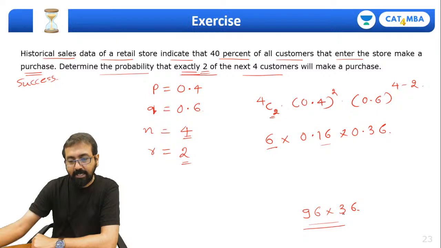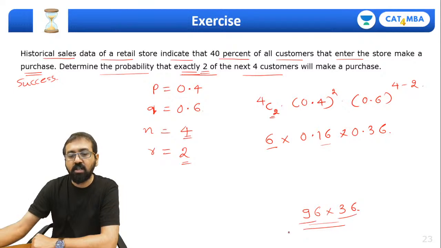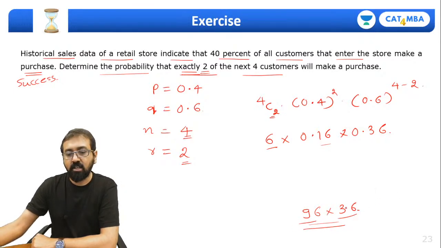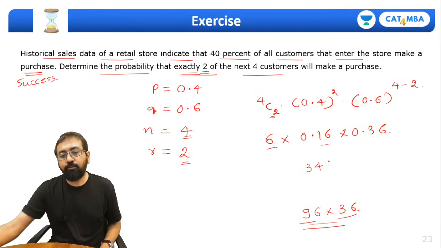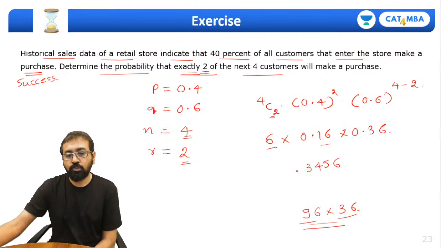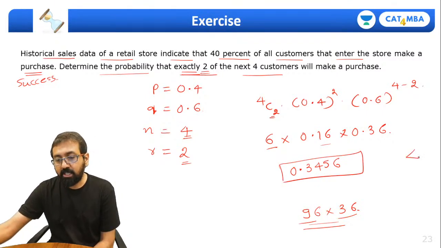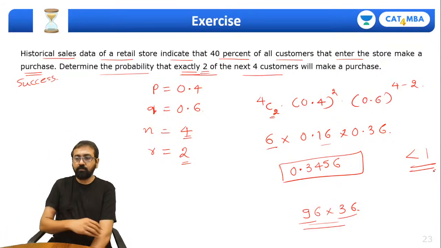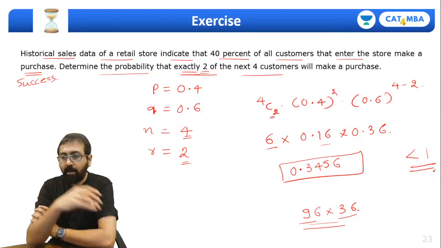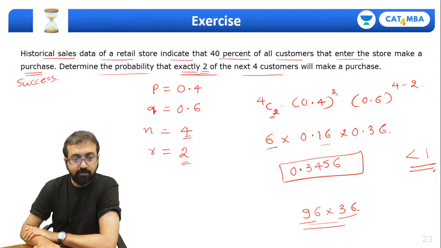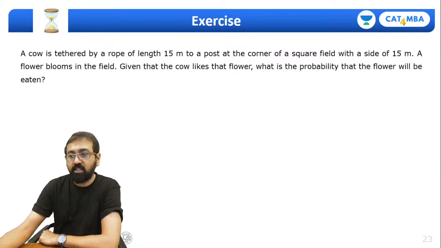So if you solve this thing, let me just check the calculation. I think the calculation is correct. So 36 into 100. What is 36 into 100? 3600 minus 36 into 4, 144. So 3600 minus 144, it will be 3456. Yes or no? So the answer will be, put 4 decimals over here, 0.3456. Please remember, probability will always be less than or equal to 1. 1 means a sure shot event. This is going to happen, right? Okay, fine, guys. So let's go ahead, and this is one more question, and then we'll take a few CAT questions.